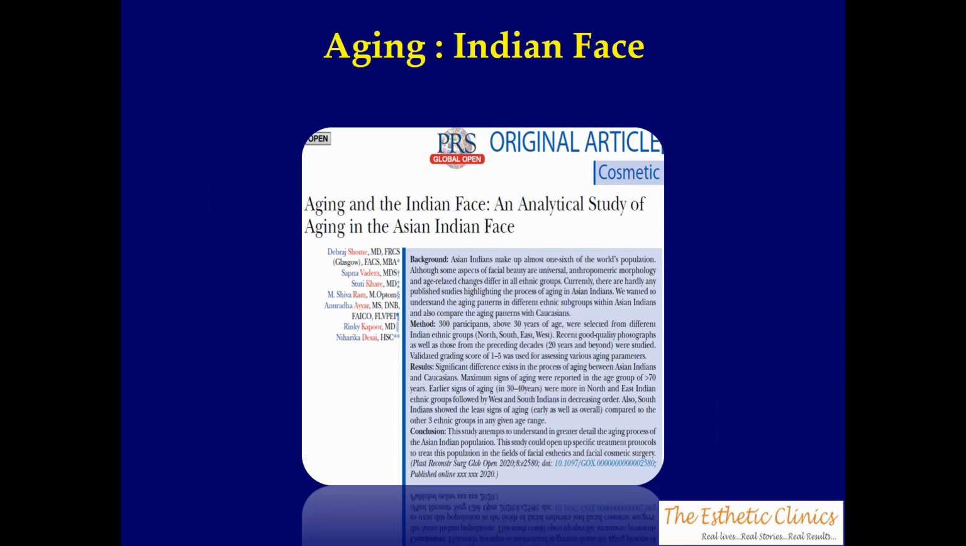Now, obviously, every ethnicity ages differently, and it's important to understand how the Asian Indian face ages. It blows my mind to realize that we did not have a paper which came out of India talking about how Indian faces age. Obviously, we age very differently as an ethnicity from Caucasians or Oriental populations, and this was published, and this is something which has been used ever since.